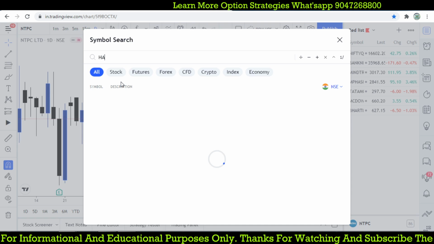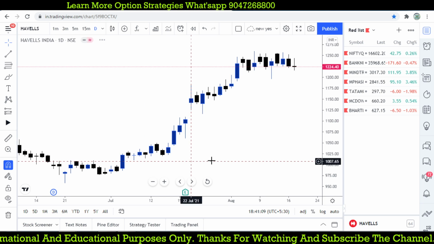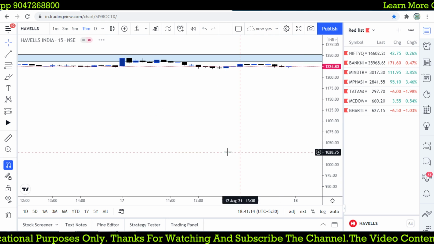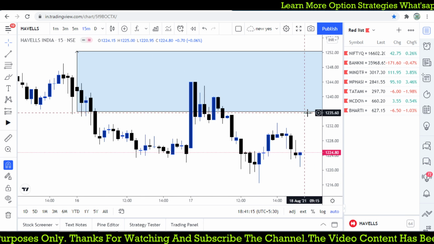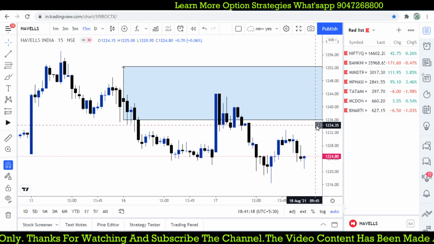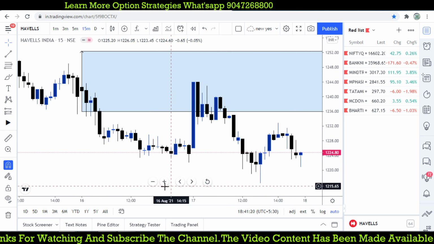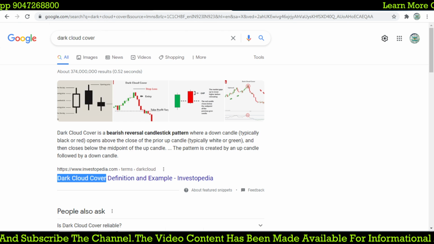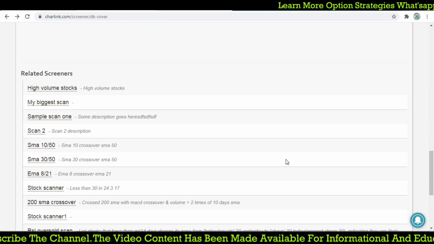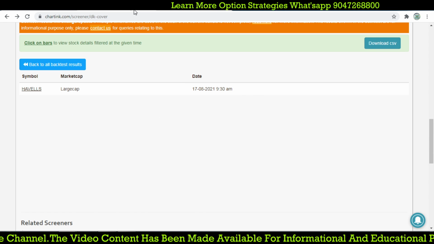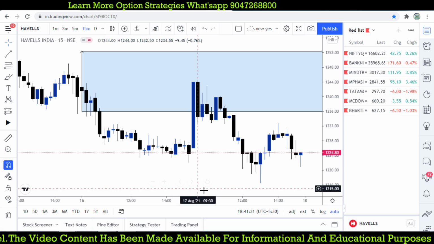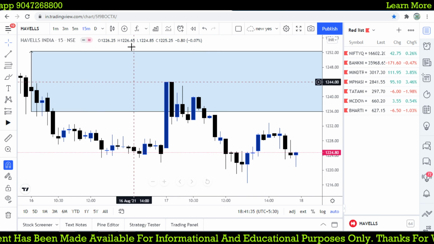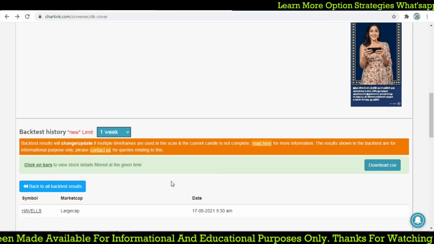Let's go for Havells. So we are now using the 15 minutes time frame. Okay, let's go for Havells. When you check that, 9:30, where we got the scanner at 9:30. This is the opening candle, closing candle. Let's check the previous day candles.